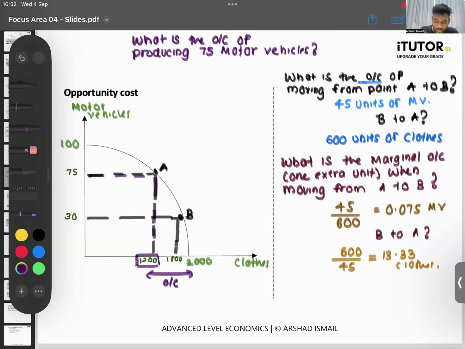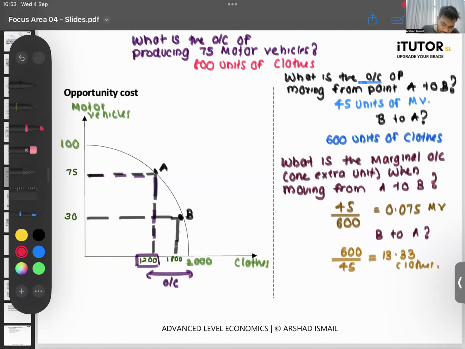What is the opportunity cost of producing 75 motor vehicles? You can say the opportunity cost is 800 units of clothes. How much of clothes can't you produce?